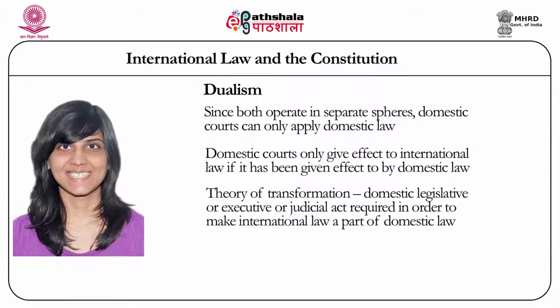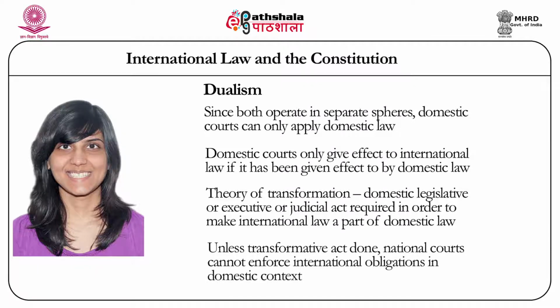No individual in such a state will be able to approach domestic courts to directly enforce the prohibition on racial discrimination. National courts will not be able to enforce the prohibition on racial discrimination unless there is a national legislation or executive directive that prohibits racial discrimination. The exact nature of the domestic action that is required is determined in accordance with domestic law. So, domestic law will set out whether legislation or executive action or judicial action is required in order to incorporate international law into domestic law.